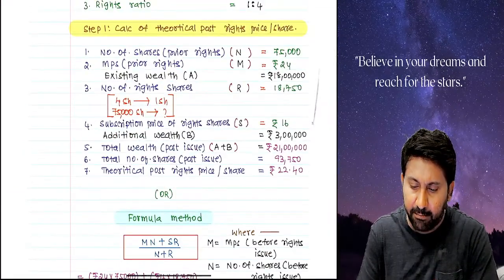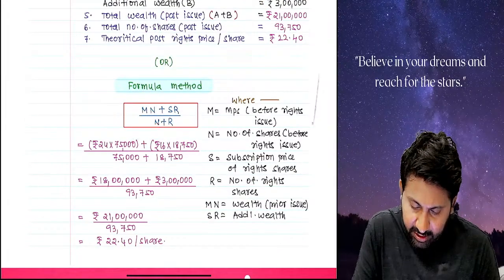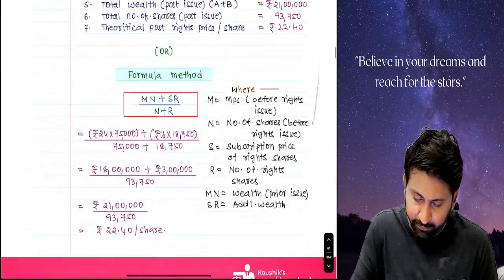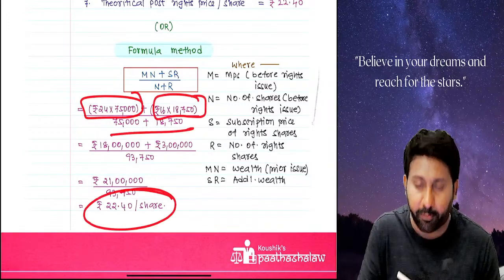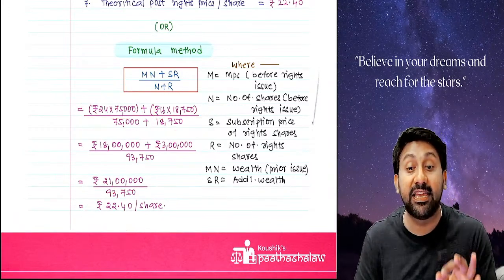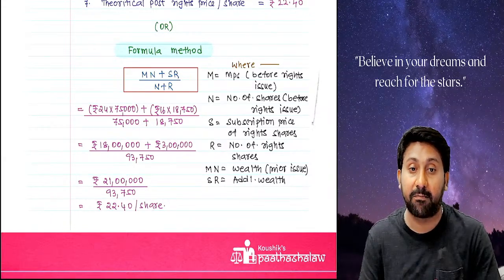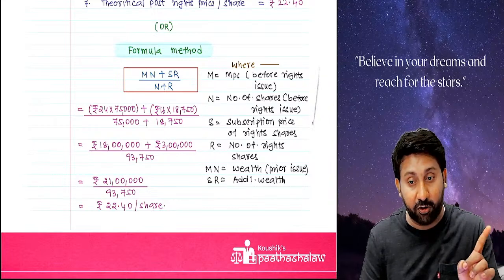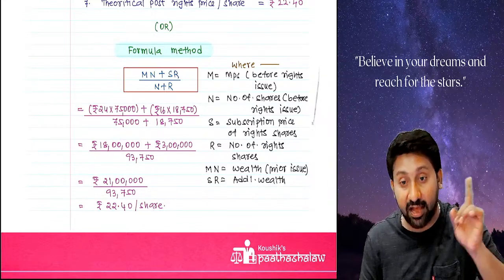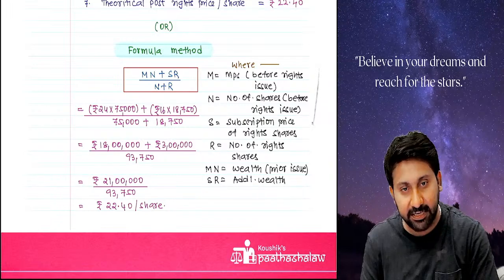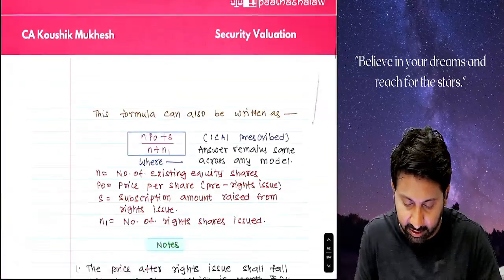See here. Number of shares prior to the rights: 75,000. M is 24. So SR, this is a total value. You got 22.4. What is 22.4? Theoretical post rights price. What is the formula? Mn plus SR divided by N plus R. M, price before rights. S, subscription price. N, number of shares before rights. R, number of right shares. N plus R, existing shares plus additional right shares. Totally the shares are N plus R.